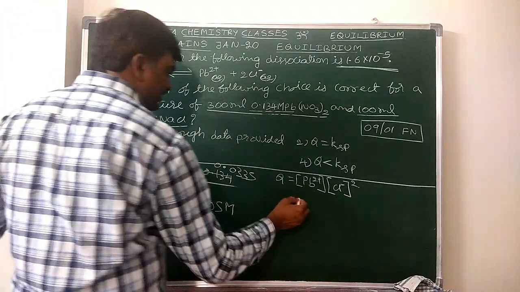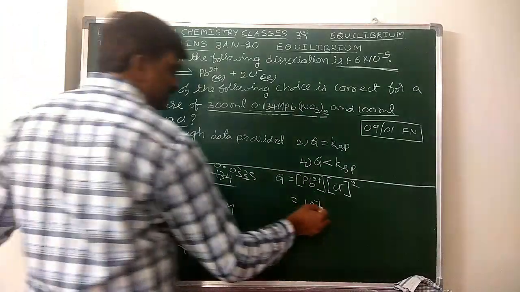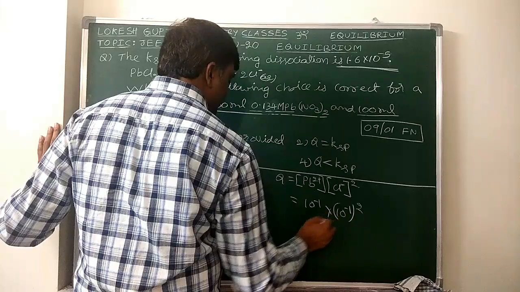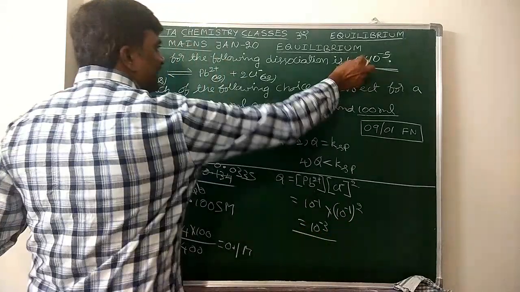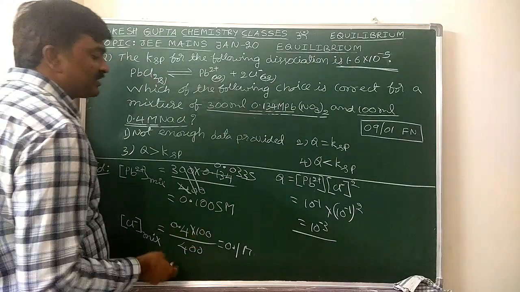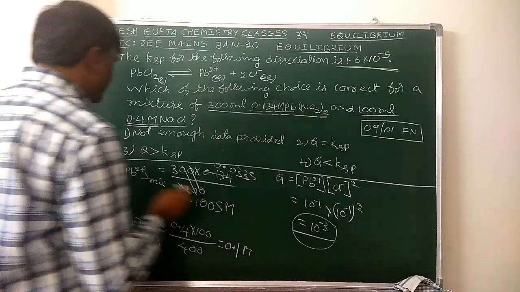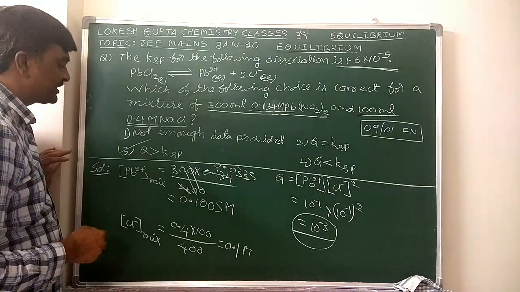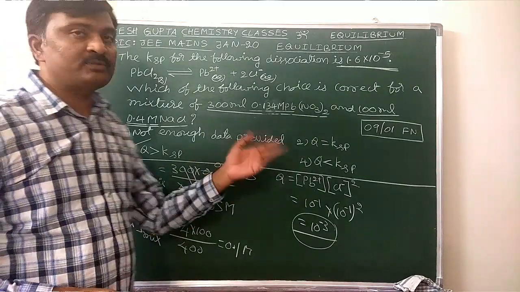Now the Q value for PbCl2: Pb2+ concentration 10 to the power minus 1, Cl- concentration 10 to the power minus 1 squared. So now this is equal to 10 to the power minus 3. It is Q. The Ksp value is given. Now which one is more? Q is more than that of Ksp. So the correct answer is the third option. Next, come to the next question.